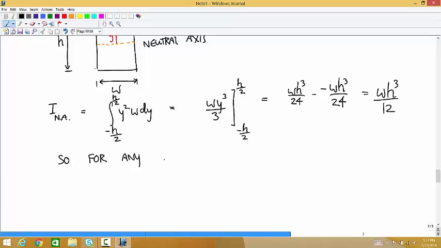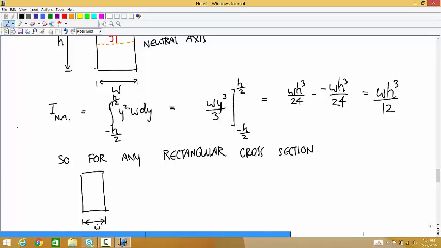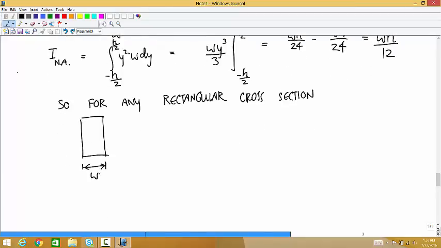So for any rectangular cross-section, where this is the width W and this height is H, the moment of inertia about the neutral axis is 1/12 W H cubed. And you can see that the height is much more important to the value of the moment of inertia than the width is.